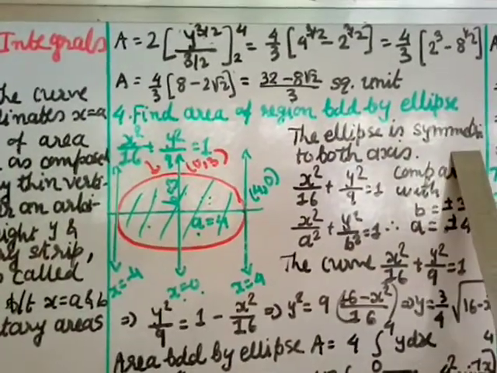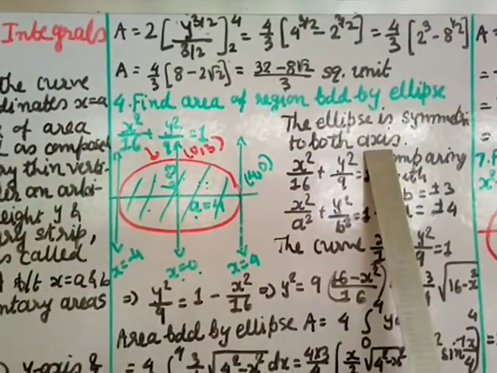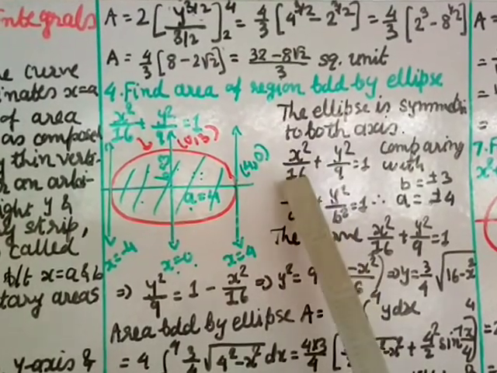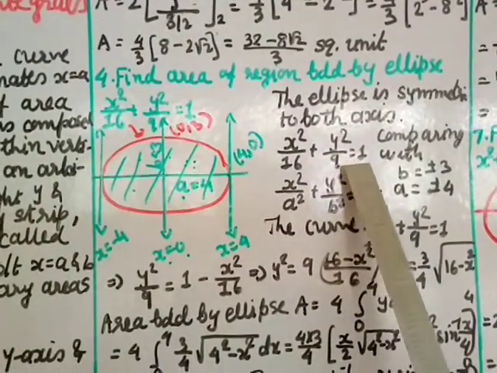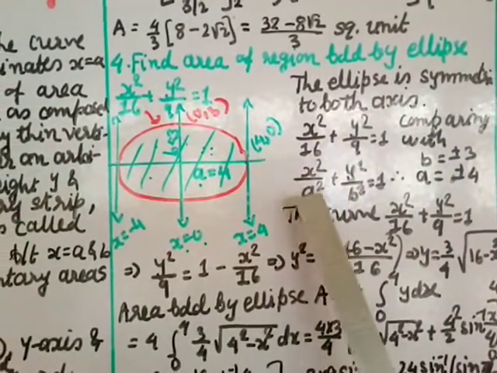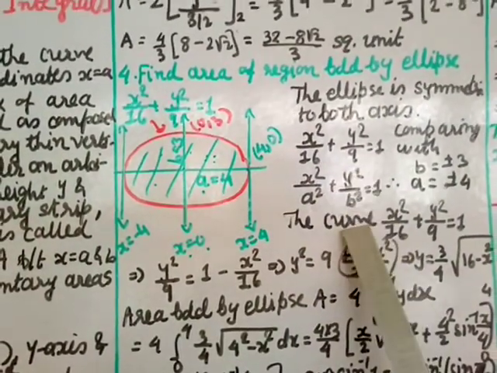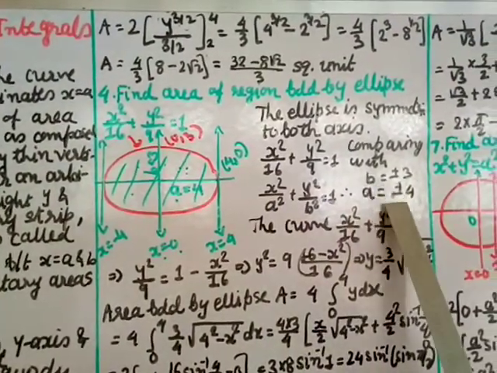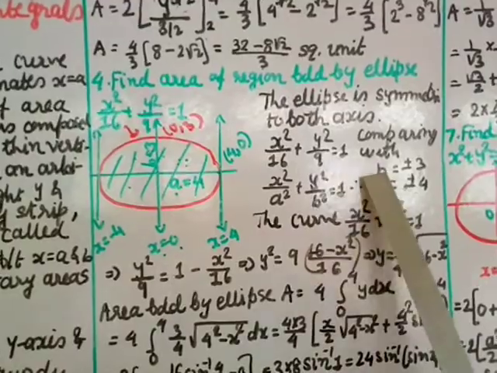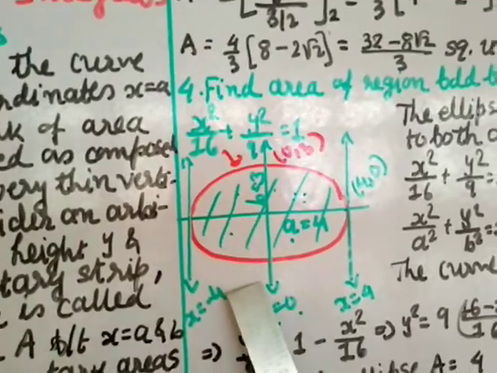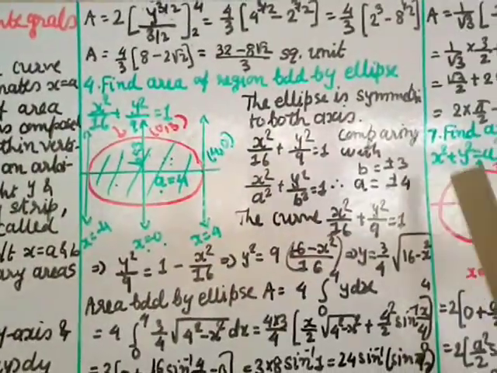The ellipse is symmetric to both the axes, you can see here. The equation of the ellipse is x square by 16 plus y square by 9 equal to 1. Compare this with the standard equation of the ellipse, x square by a square plus y square by b square equal to 1. So here a square is equal to 16, so a value will be plus or minus 4, and b square is equal to 9, so b value is plus or minus 3. This is a, this is b, and this is minus a and this is minus b. That's why they have two values, plus or minus.